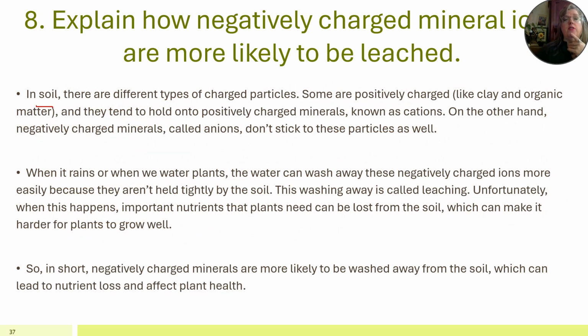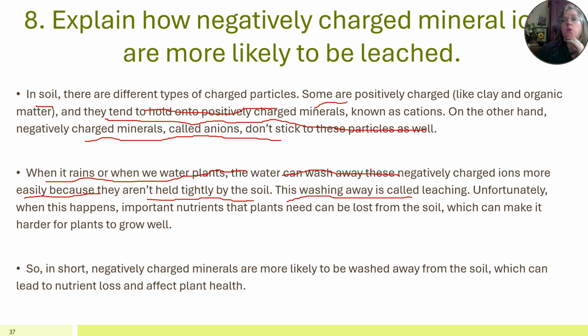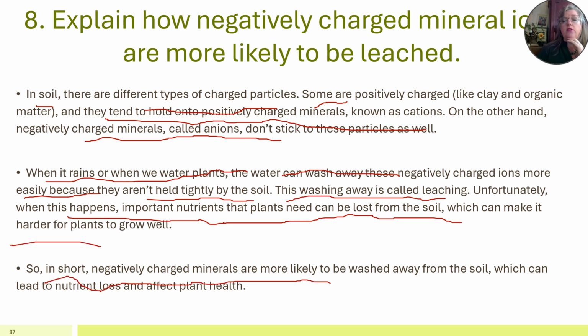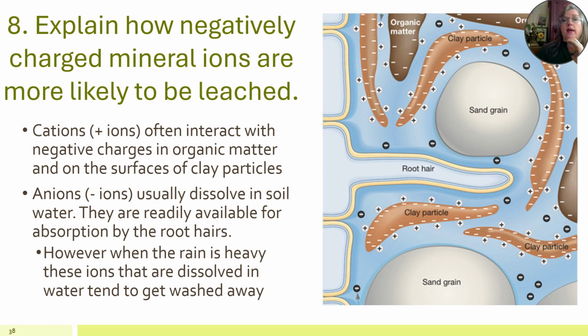So in soil, there are different types of charged particles, some negatively charged like clay and organic matter, and they tend to hold on to the positively charged minerals known as cations. On the other hand, the negatively charged minerals, the anions, don't stick to these particularly well. So when it rains or we water the plants, the water can wash away these negatively charged ions more easily because they are not held tightly to the soil. This washing away is called leaching, and unfortunately, when this happens, important nutrients can be lost from the soil, which makes it harder for the plants to grow well. So in short, negatively charged minerals are more likely to be washed away from the soil and lead to nutrient loss and affect overall plant health.